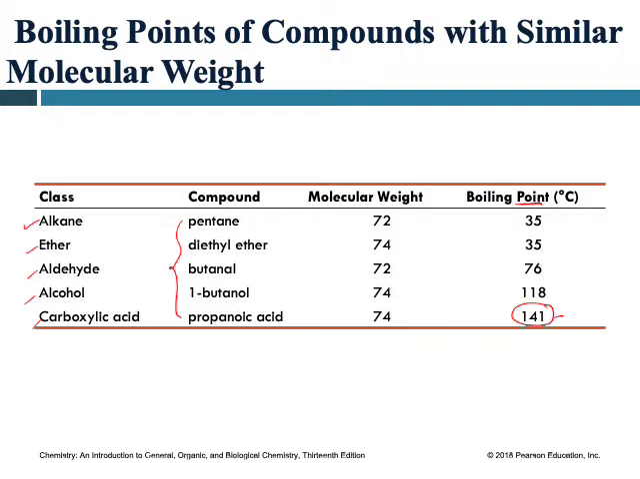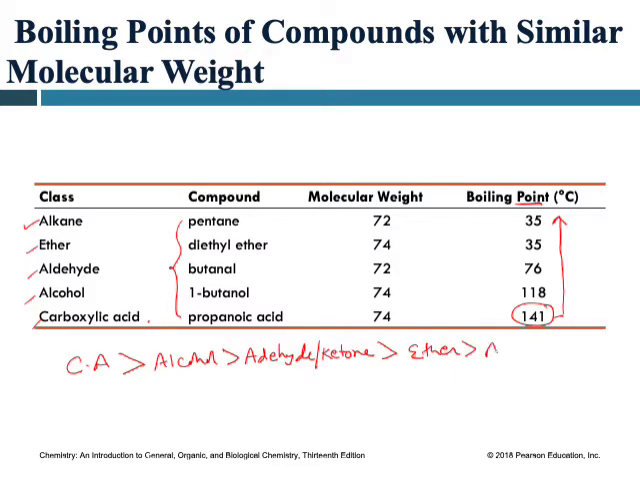Right, and the boiling point keeps on decreasing as you go from carboxylic acid to alkane. So the sequence of boiling points is: carboxylic acid has the highest boiling point, then you have an alcohol, then aldehyde or ketone, then you have ether, and at the last you have alkane. Right, so this is the sequence of boiling points.